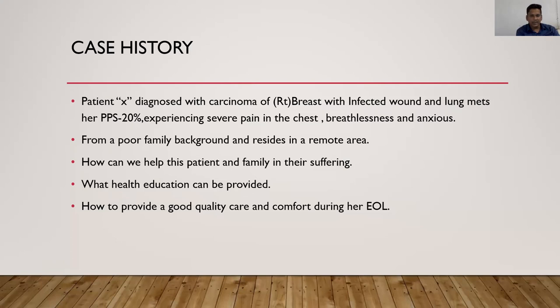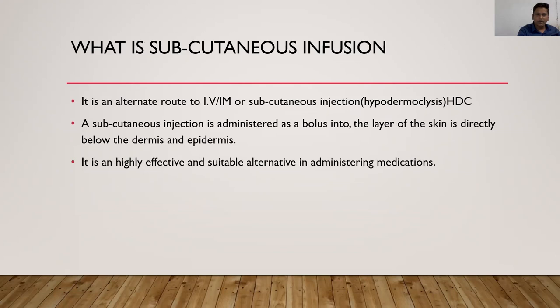I'm talking about good quality care again in palliative care. This is what our goal should be. When you see such patients who are suffering a lot, what should be the protocol or plan to improve the patient's quality of care and comfort during her end of life? Coming back to the first point: a patient with right breast cancer, an infected wound and lung metastasis with a performance status of 20. What does a performance status of 20 mean? It means that the patient is in the last stages of her life, in a very bad stage. She also has a lot of pain over the chest region, breathlessness and anxiety. This is brief information about her background. Performance 20 means she is at the end of life. Just remember that. We'll go into detail about it.